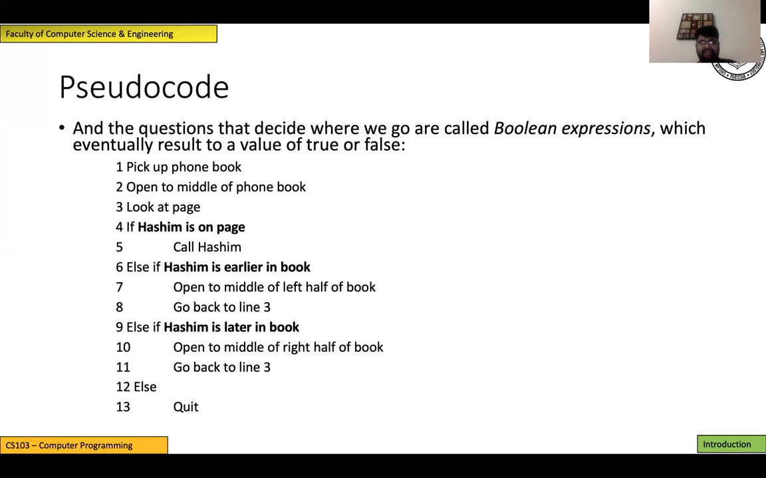The questions that decide where we go are called Boolean expressions. And what are Boolean expressions? Well, they're basically conditions that are either true or false. And these conditions that we showed earlier are based on these Boolean expressions. So for example, Hashim is on page, this is a Boolean expression. Hashim is earlier in book, or Hashim is later in the book. These are all Boolean expressions. If they are true, you execute them. If they're false, we cannot execute them. We move on to the next Boolean expression, evaluate it, and move on and on. So if all these three are false, this one is always going to be true, regardless.